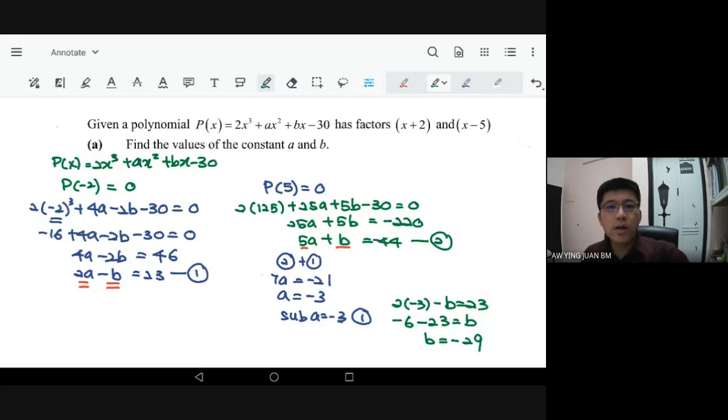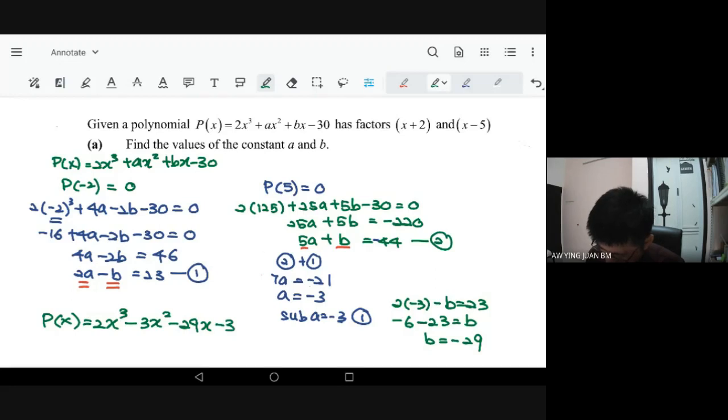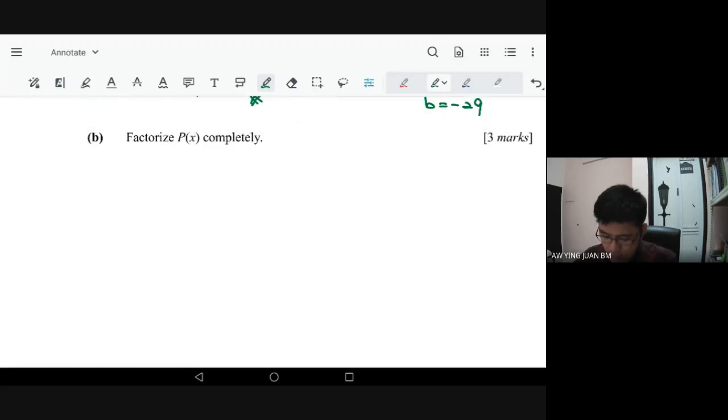So my advice is to substitute. Px is equal to 2x cubed, a, we have negative 3x squared, and then we have b, negative 29x minus 30. So that is the situation for a. Okay, that is the situation for a. So keep on moving. Kindly refer to the b.